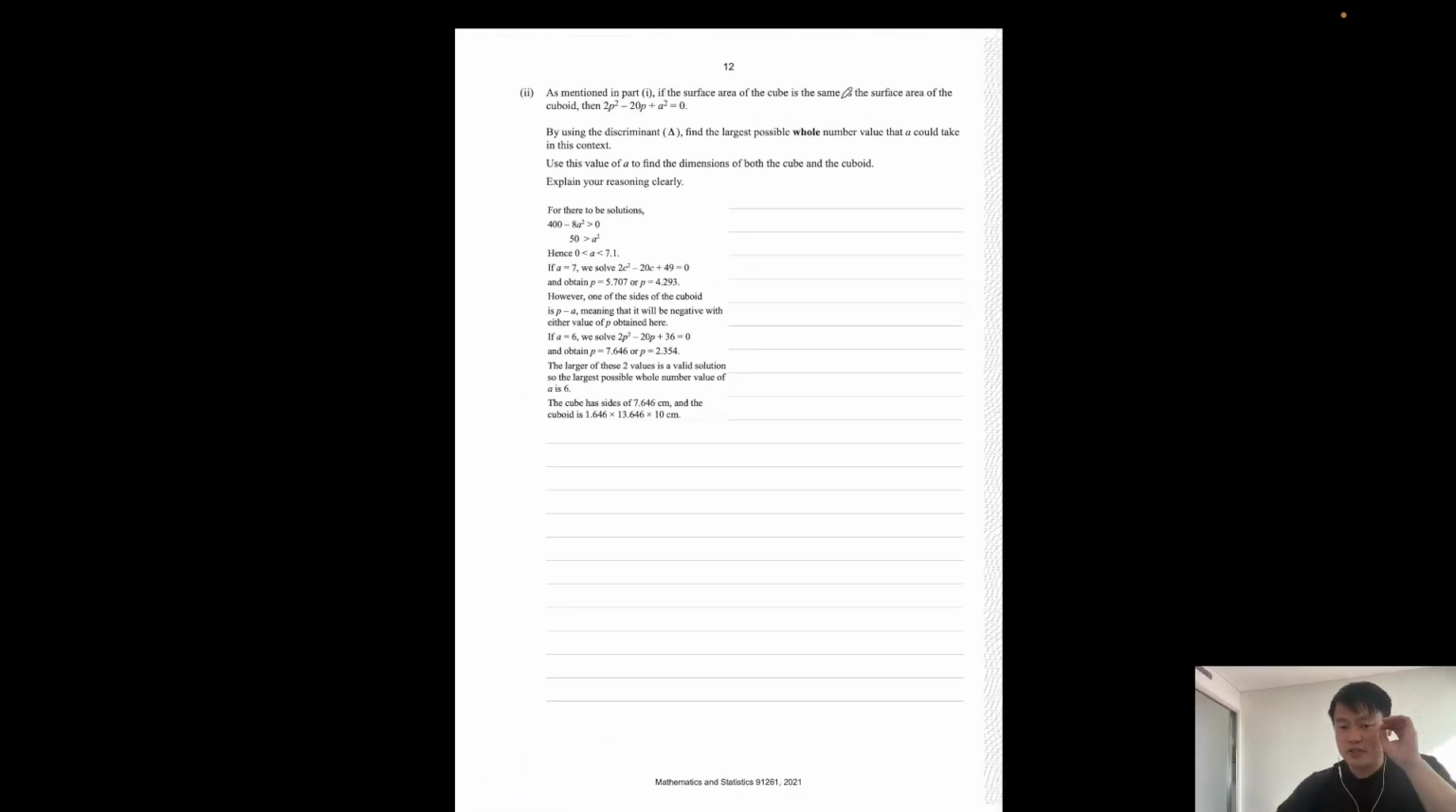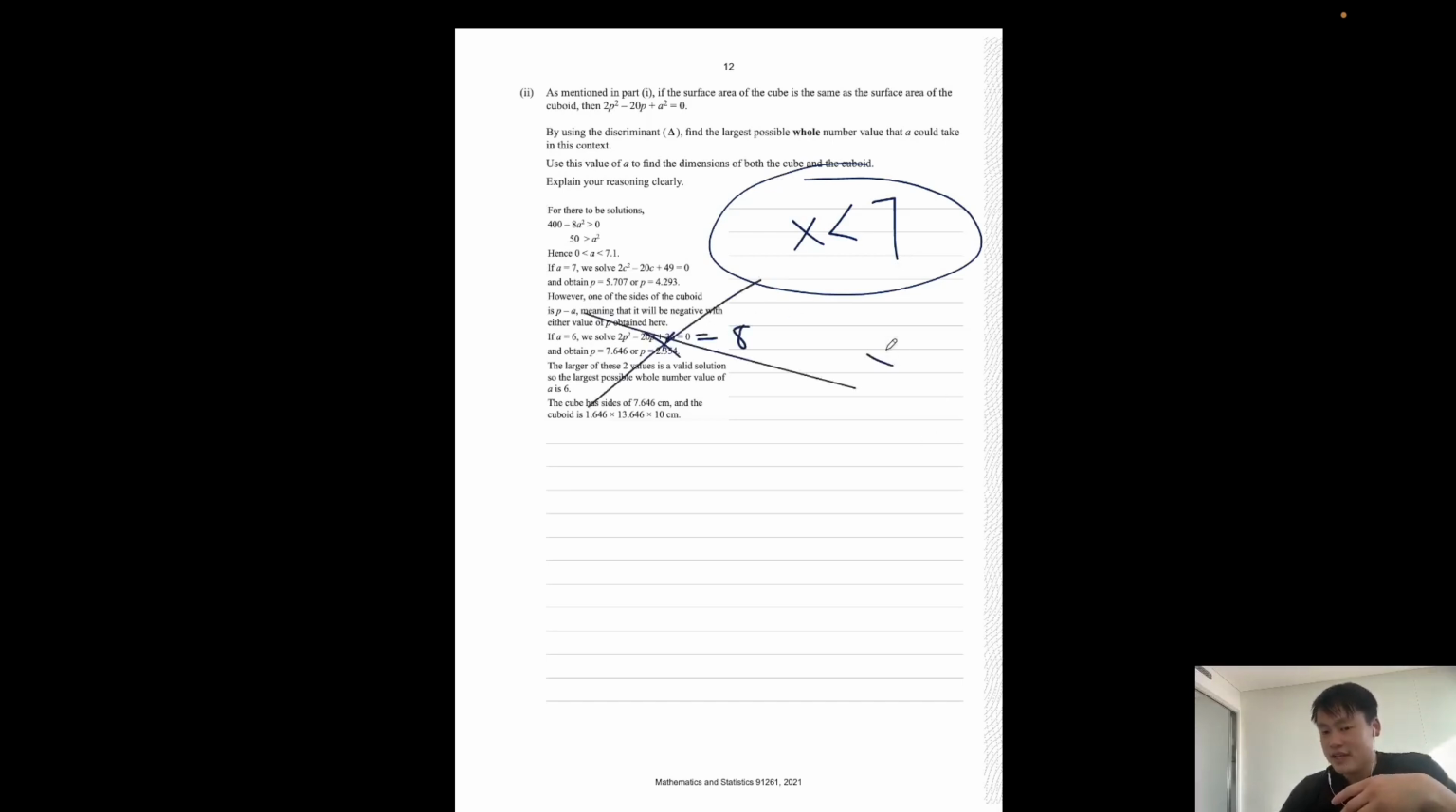As in, do you understand? If you have x less than 7, what's that really representing? It's just any number for x as long as it's less than 7. So x equals 8, it's not true. x equals 6, it's true.